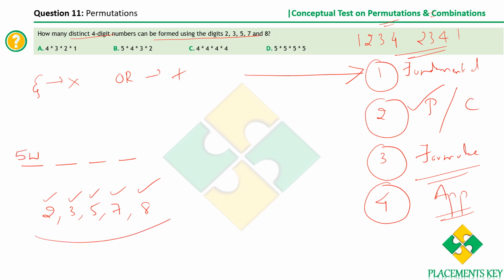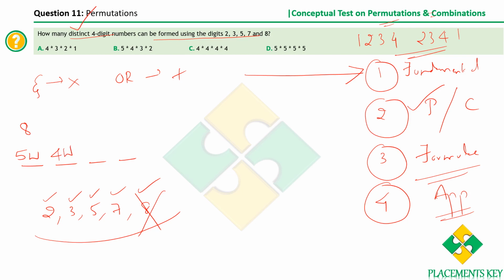Now out of these 5, 1 is already filled, right? Let's assume 8 has come here. Can 8 come again? No. Why? Because all the 4 digits are distinct. So whatever number has come, it will not repeat. It will not come here. Therefore, this can be filled in only 4 ways.